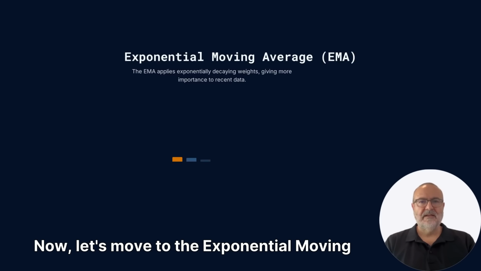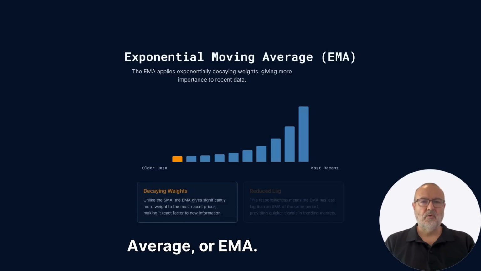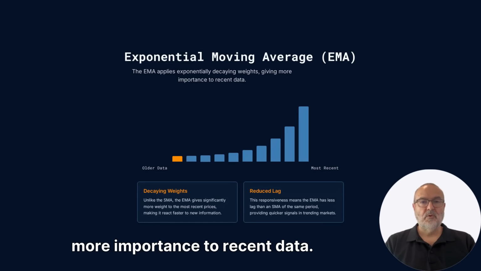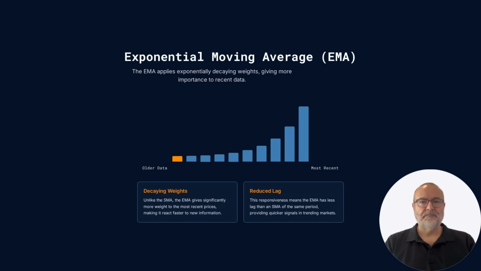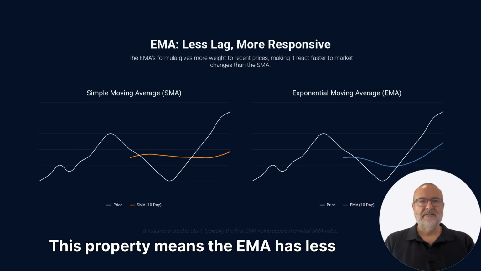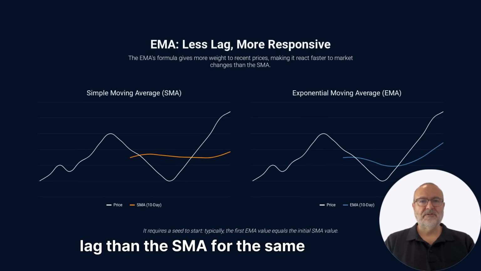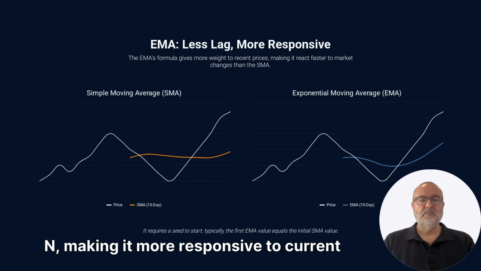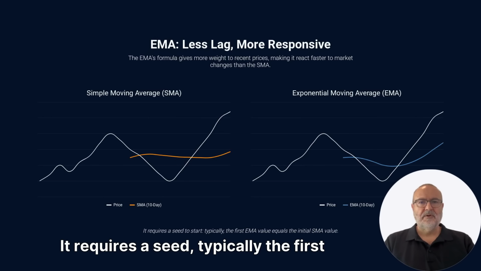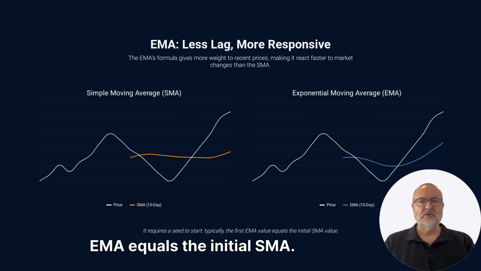Now let's move to the exponential moving average, or EMA. The EMA applies exponentially decaying weights, giving more importance to recent data. This property means the EMA has less lag than the SMA for the same n, making it more responsive to current price action. It requires a seed. Typically, the first EMA equals the initial SMA.